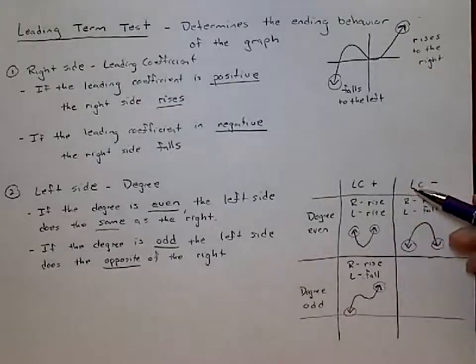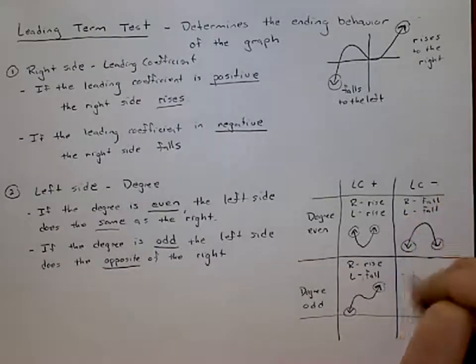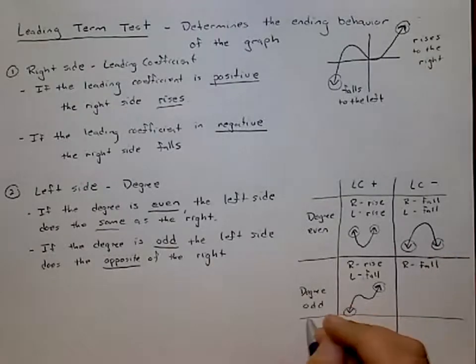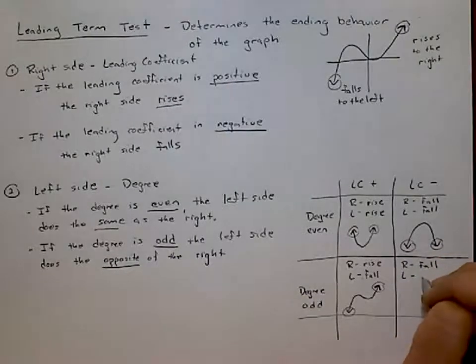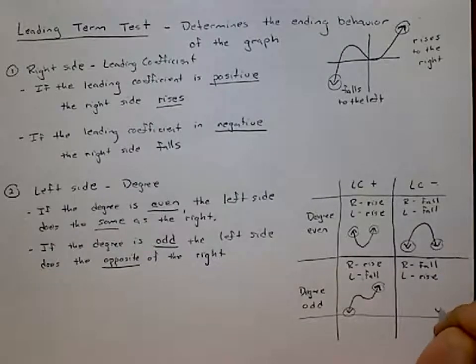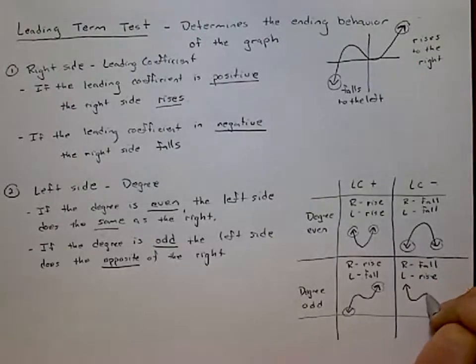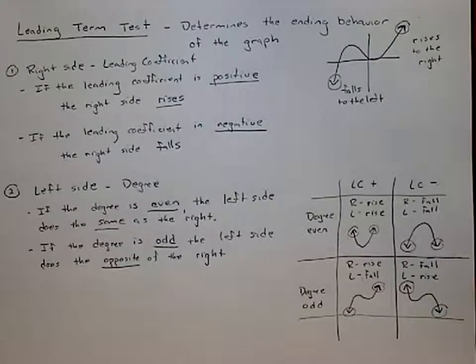Now, our last scenario is a leading coefficient that is negative and a degree that is odd. So if your leading coefficient is negative, your right side is going to fall. If we have a degree that is odd, our left side is going to do the opposite of our right side, and it's going to rise. So our right side fell, our left side is going to rise. So we have that other cubic here. So our right side fell, our left side rose. Now we're going to go through some examples of this.